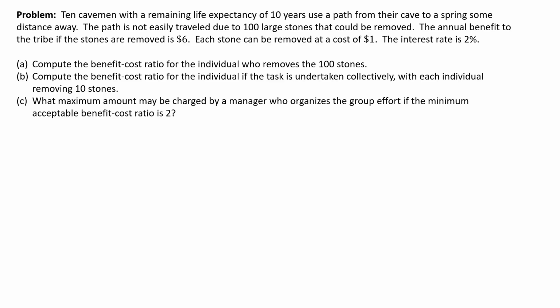A. Compute the benefit cost ratio for the individual who removes the 100 stones. B. Compute the benefit cost ratio for the individual if the task is undertaken collectively, with each individual removing 10 stones. C. What maximum amount may be charged by a manager who organizes the group effort if the minimum acceptable benefit cost ratio is 2? Okay, let's see how to do this one.